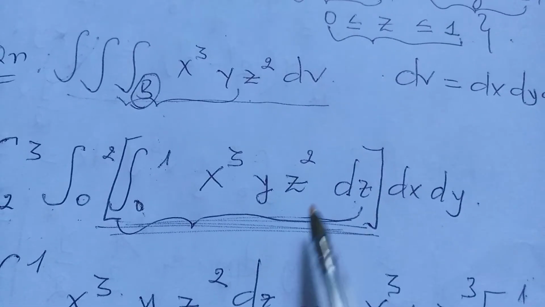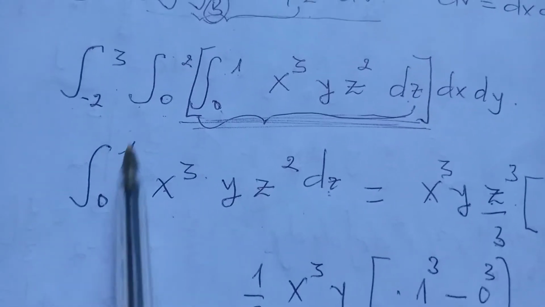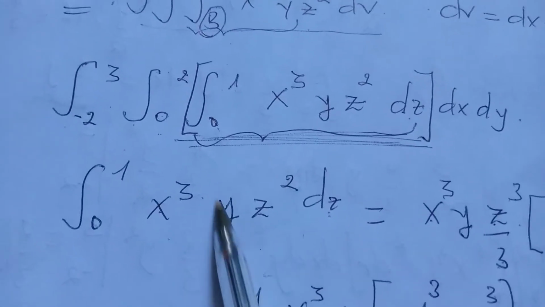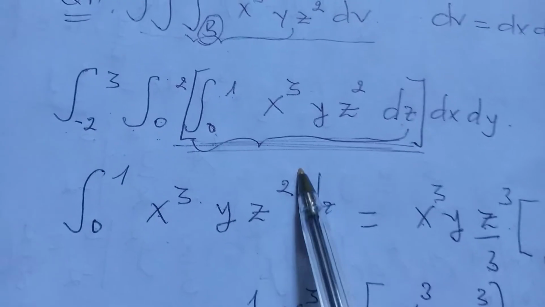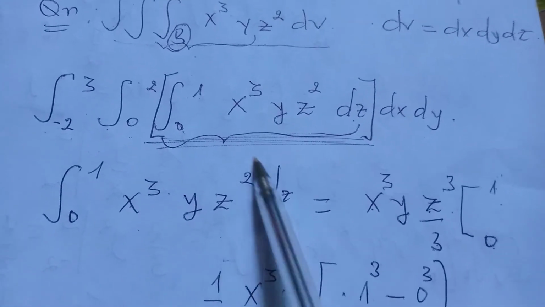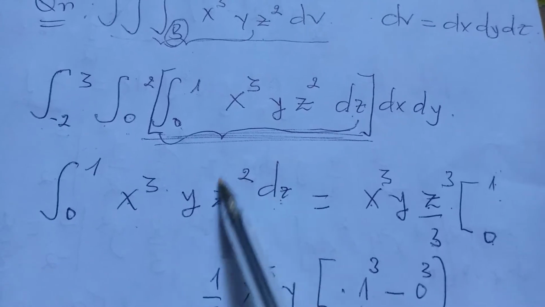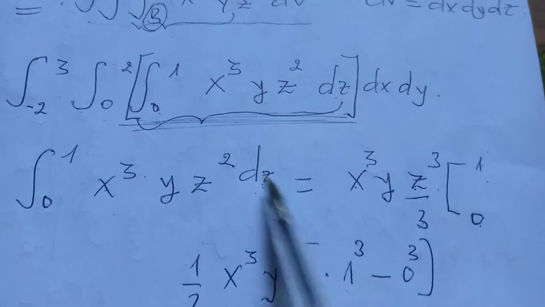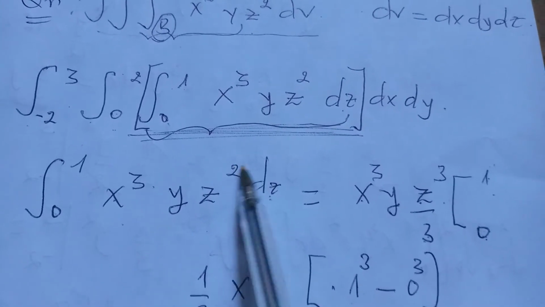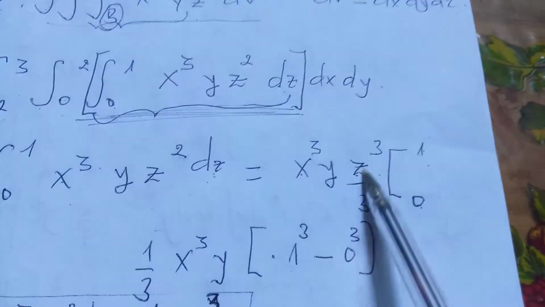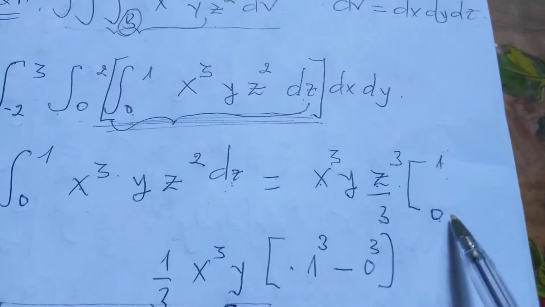Here we integrate with respect to dz, and the form we have is the integral from 0 to 1 of x^3 y z^2 dz. You integrate with respect to z, so x^3 y is constant. When integrating, you add 1 to the power and divide by the new power, so we write z^3 over 3 evaluated from 0 to 1.